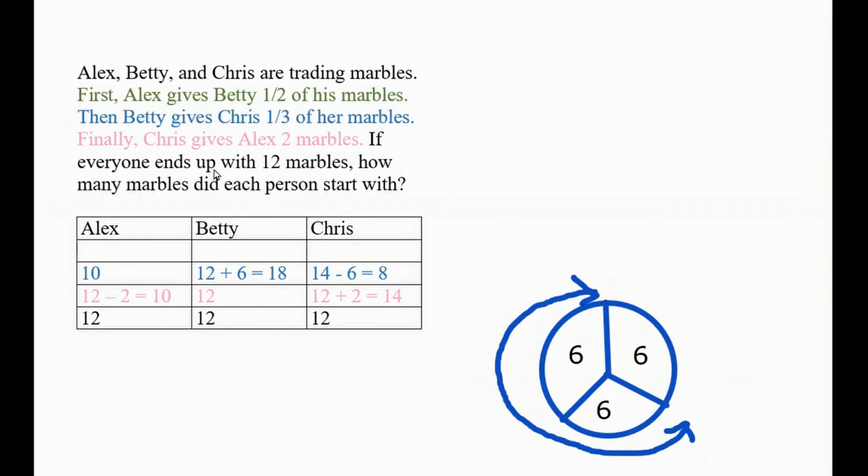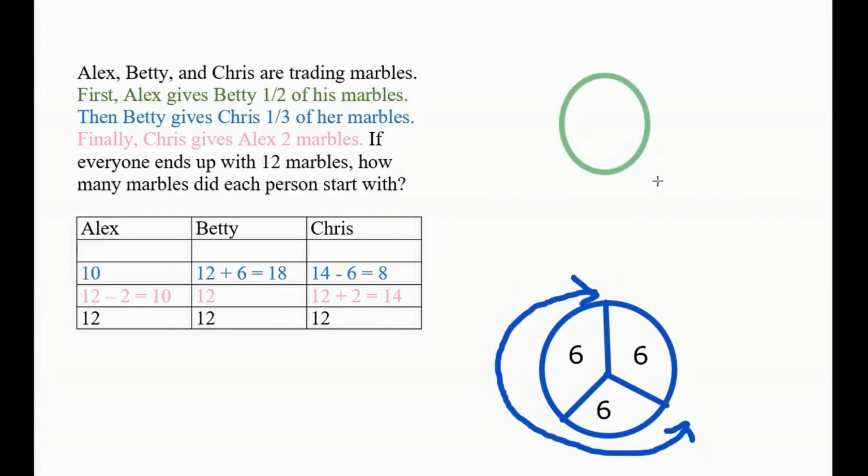Now, the green sentence says, first, Alex gives Betty half of his marbles. So Alex ended up having 10 after he gave away half of his marbles. So this one is actually fairly simple. You don't even have to draw a picture, but since we are doing it pictorially, I will draw a picture.